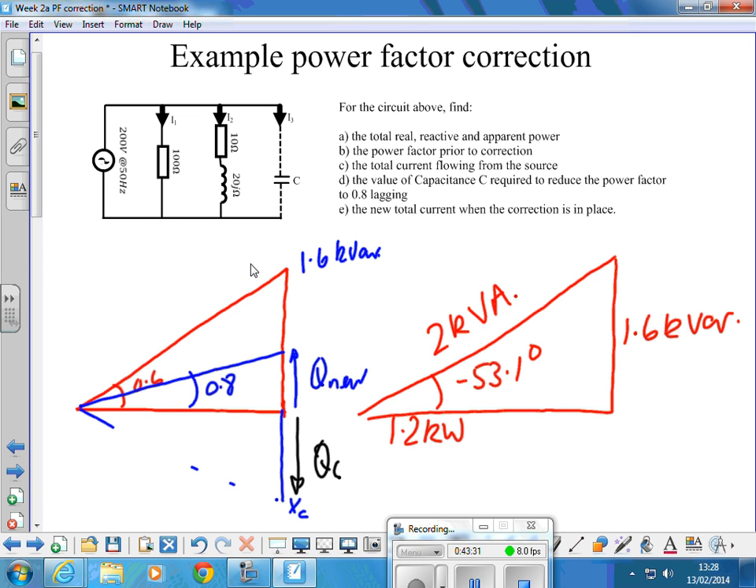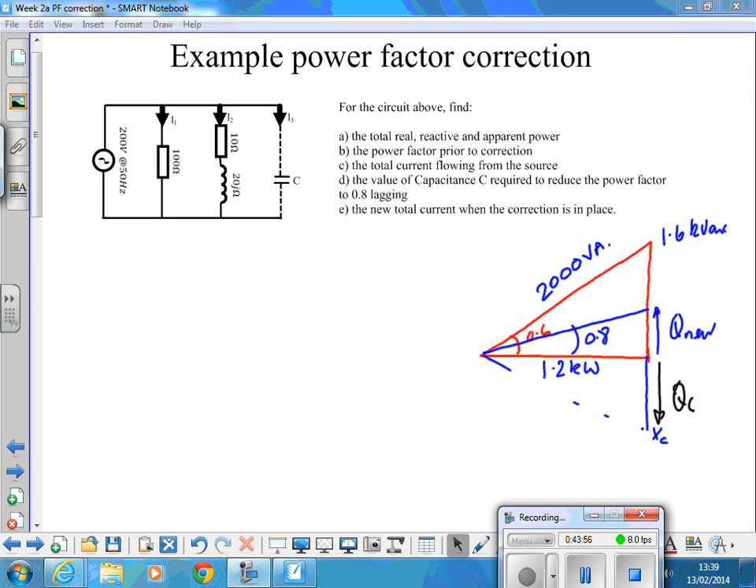And then, once you've done that, see if you can get the new total current when the correction is in place. That'll give you an indication of how much we're reducing the current from the original total current to what we're getting if we increase the power factor from 0.6 to 0.8.